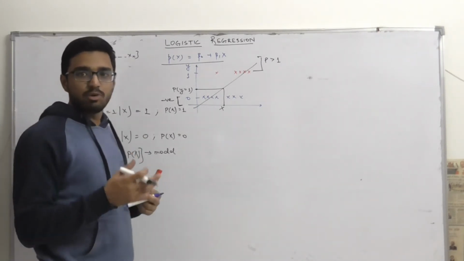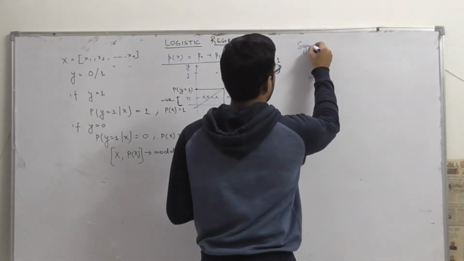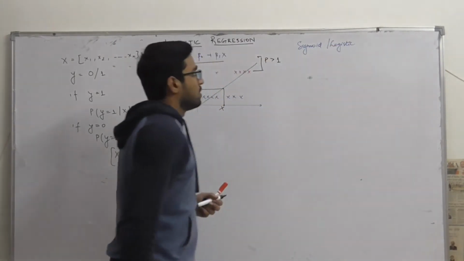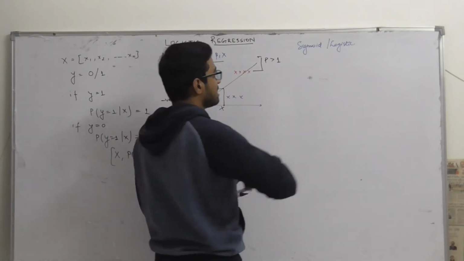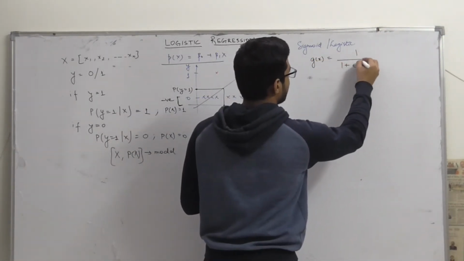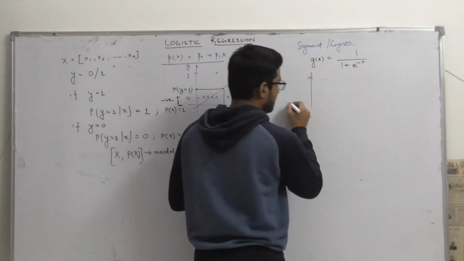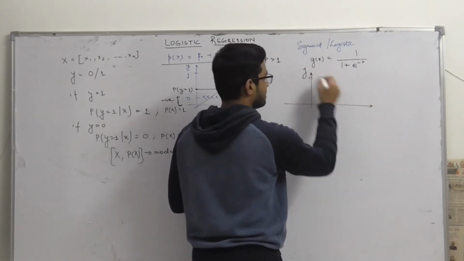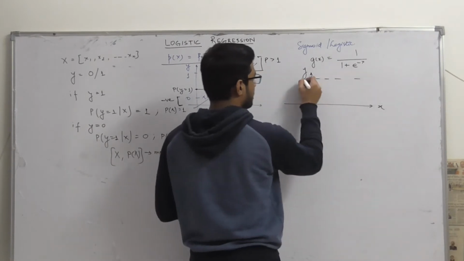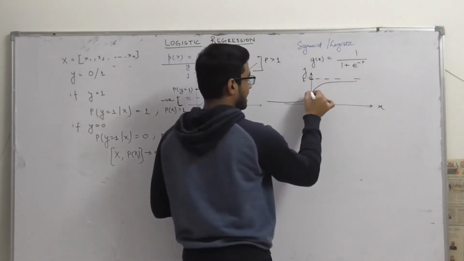So let us see what a sigmoid function looks like. The sigmoid function is also called the logistic function. The logistic function is given by g of x equal to 1 upon 1 plus e power minus x. Now if I represent it graphically, this is y, this is x, this is 1 and this is 0. The sigmoid function would look like an S-shaped curve.